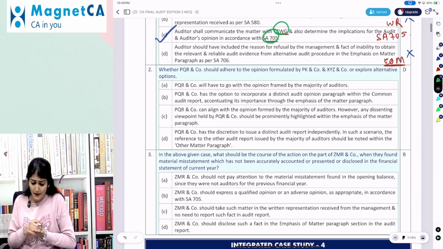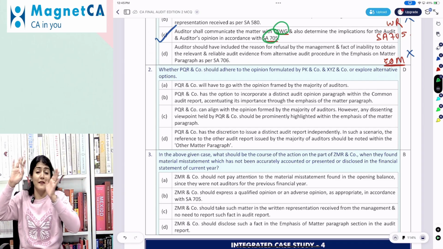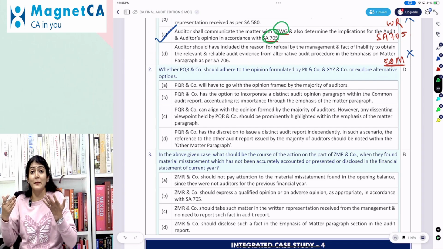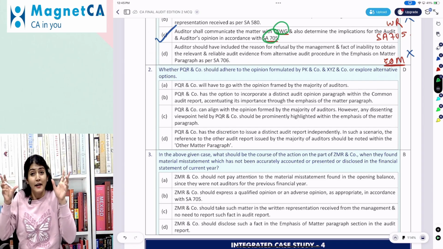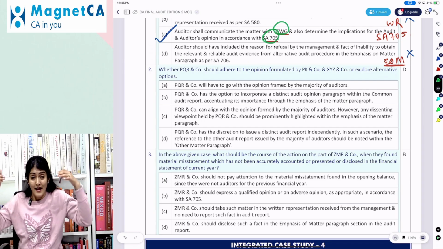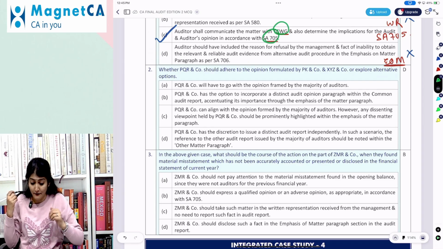Whether PQR and Company should adhere to the opinion formulated by PK and Company and XYZ and Company or explore an alternative option. Yes, they should give a separate audit report. Joint auditors, in case of difference of opinion, may report separately, not bound by the views of the majority of the joint auditors. And they will make a reference to each other's report in the other matter paragraph in the report.